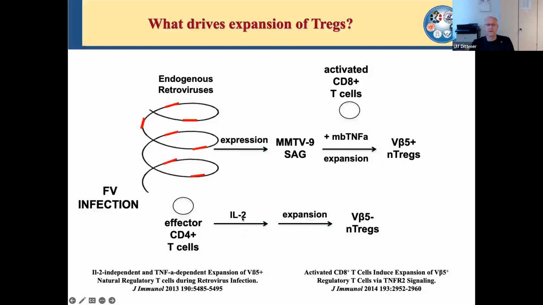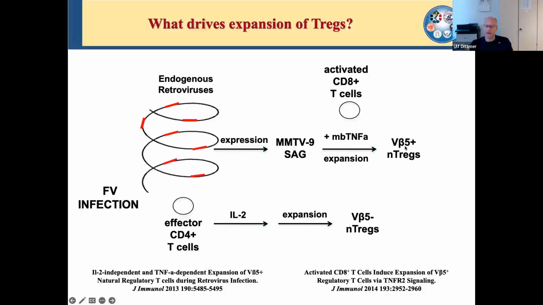And then they don't need IL-2, but they need a different cytokine, and that doesn't come from CD4 cells, but it comes from CD8 cells. And this is membrane-bound TNF-alpha. So when CD8 cells become activated after a viral infection, they make TNF-alpha. Some of the TNF-alpha is membrane-bound, and that interacts with the TNF-alpha receptor on regulatory T cells, on a special population of regulatory T cells.